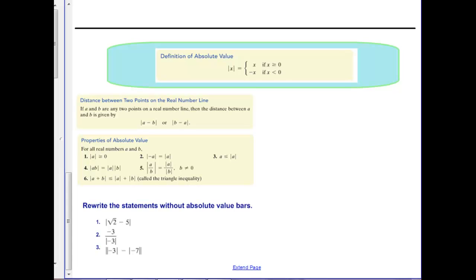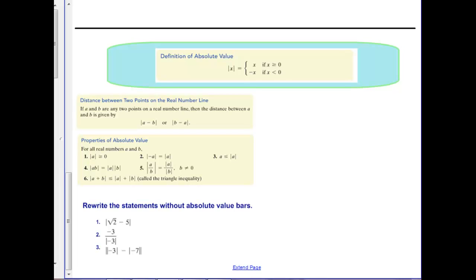Absolute value of a plus b is less than or equal to the absolute value of a plus the absolute value of b. We won't go into it too hard, but essentially the absolute value of a plus b, if one of those is going to be a negative and one's a positive, it's going to give you a smaller answer than absolute value of a plus absolute value of b.